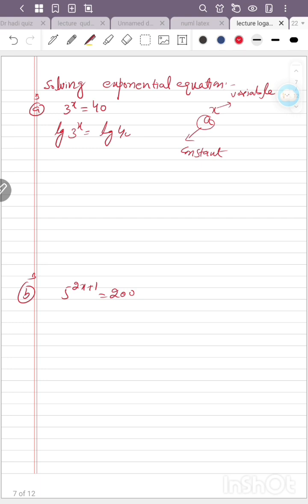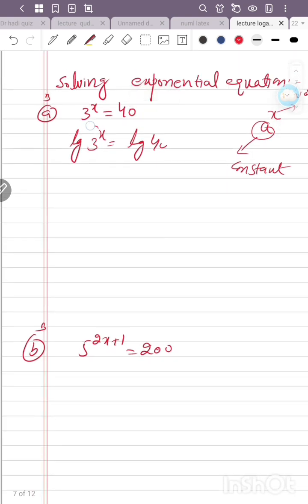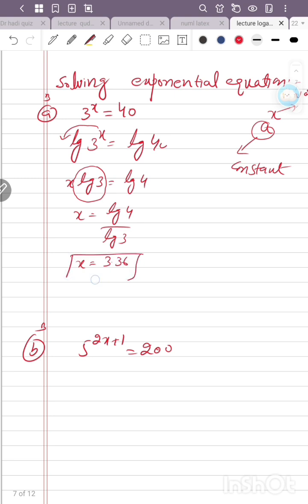Now apply the log property. What is the log property? This power will be at the start. So x log of 3 equals log of 4. Here this log is multiplied with x, so on the other side it will be divided. Here x will be, we get the answer is 3.36. This is our answer. You put this value, log of 4 divided by log of 3, in the calculator, and we get the answer.